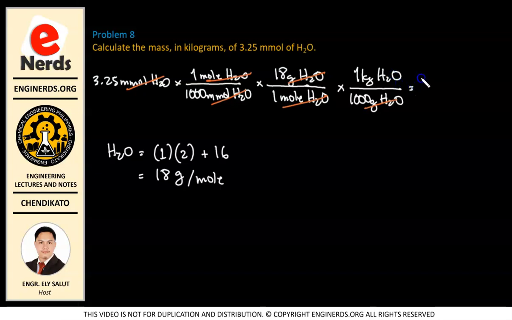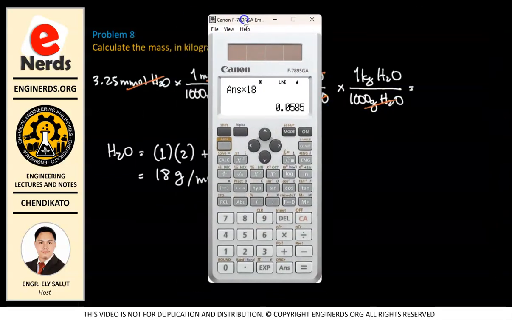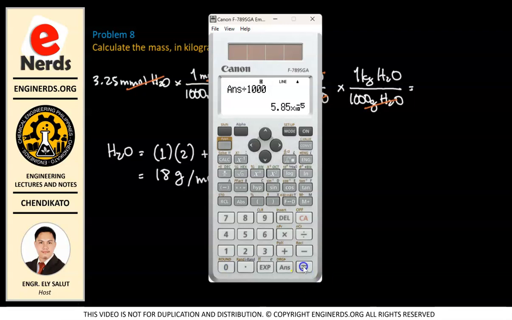So now we're going to use our calculator to answer this problem. Okay. All right. So first we have 3.25. Then we're going to divide that by 1,000. And then I'm going to multiply that by 18. And then finally, I need again to divide that by 1,000. So now I have 5.85 times 10 to the negative 5 kilogram of water.